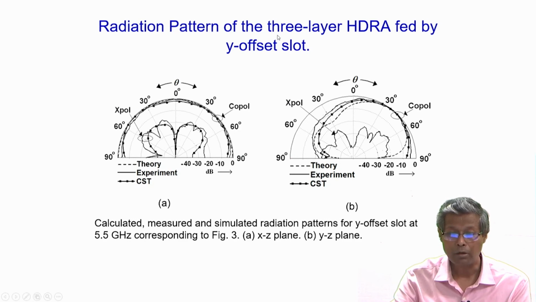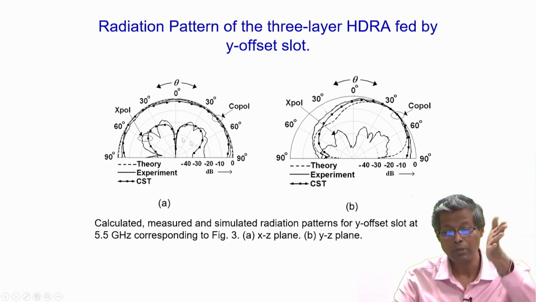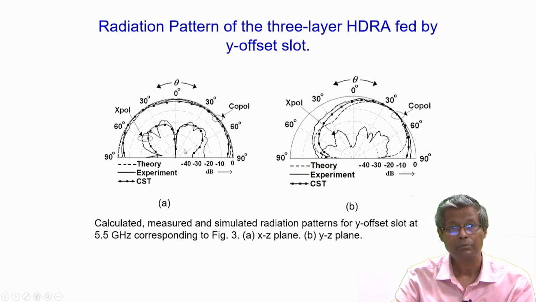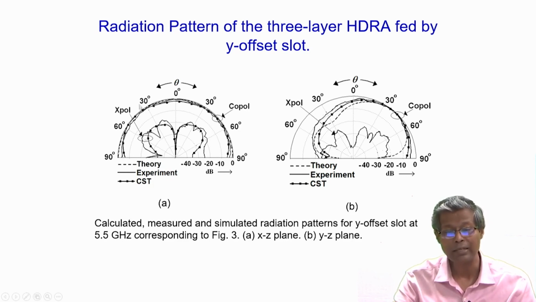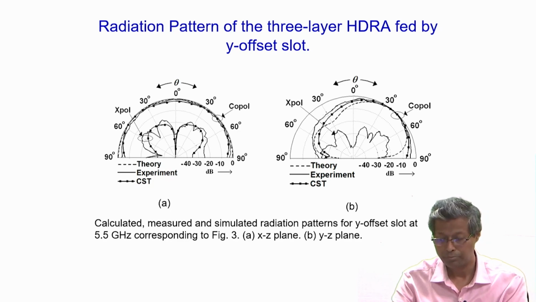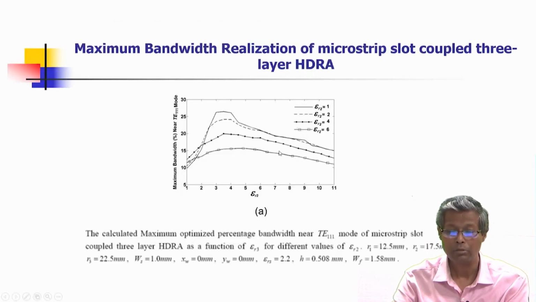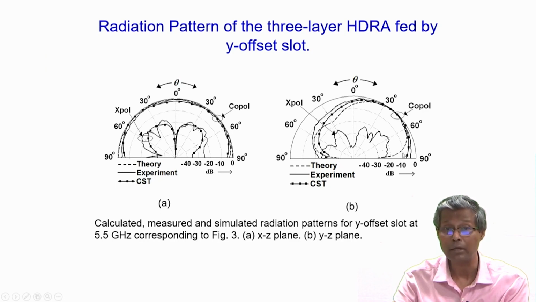Here is the radiation pattern of the 3-layer DRA with the Y offset slot. When the slot is Y offset, the XZ plane is symmetric with respect to the structure, so there is no effect on the XZ plane pattern characteristics. But because the YZ plane is asymmetric with respect to the slot, we have pattern asymmetry or pattern distortion in the YZ plane, because essentially my slot is offset along the Y direction.